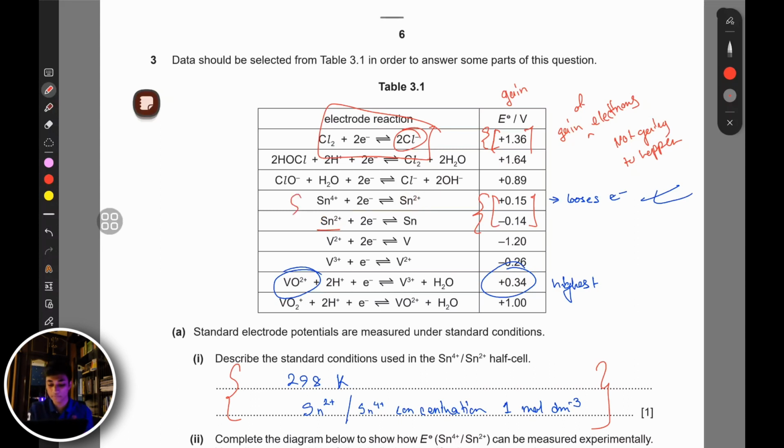So let's see for either of these equations where Sn2+ is releasing electrons. If you look at this, Sn2+ is gaining electrons, so this is not supposed to be the equation. So you can cancel out this. In this equation, Sn2+ is indeed releasing electrons in the backward reaction. Therefore, you're going to consider this value, positive 0.15.